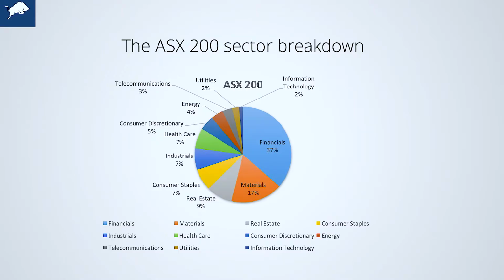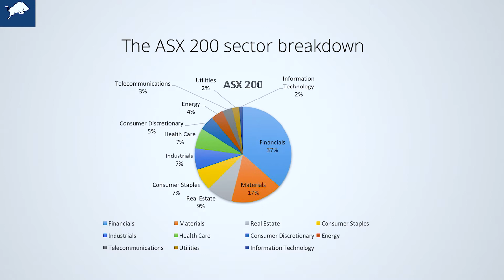You can eat capital growth as well as income. So moving on to our next slide here, and here's another reason why I think international investing is important for people. This slide shows a breakdown of the ASX 200 sector by sector. Of course, financials make up close to 40% of our market. Then you've got materials.